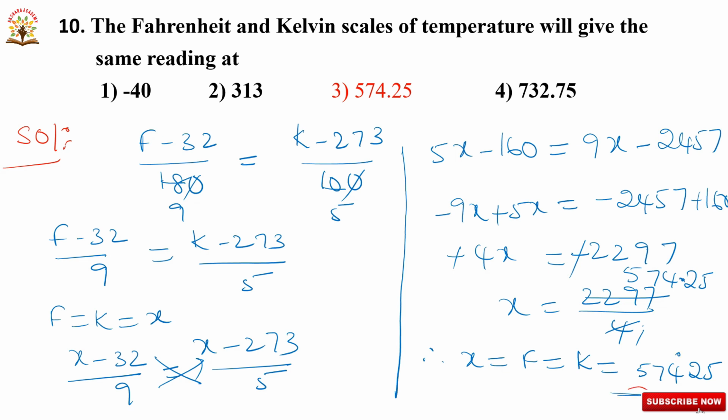So at 574.25 degrees, both the Fahrenheit and Kelvin scales of temperature are giving the same reading. Okay, next we will go to the next question.